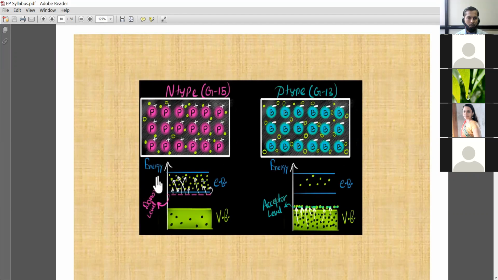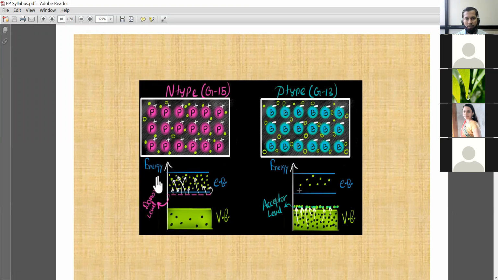So in this N type, we know that we are adding pentavalent impurity, and due to that pentavalent impurity, there is a formation of energy level, which is called the donor level. Here you can see pink color, which is just below the conduction band. So this level gets formed just below the conduction band, and these electrons are easily available in the conduction band. So this donor level is formed because of pentavalent impurity.